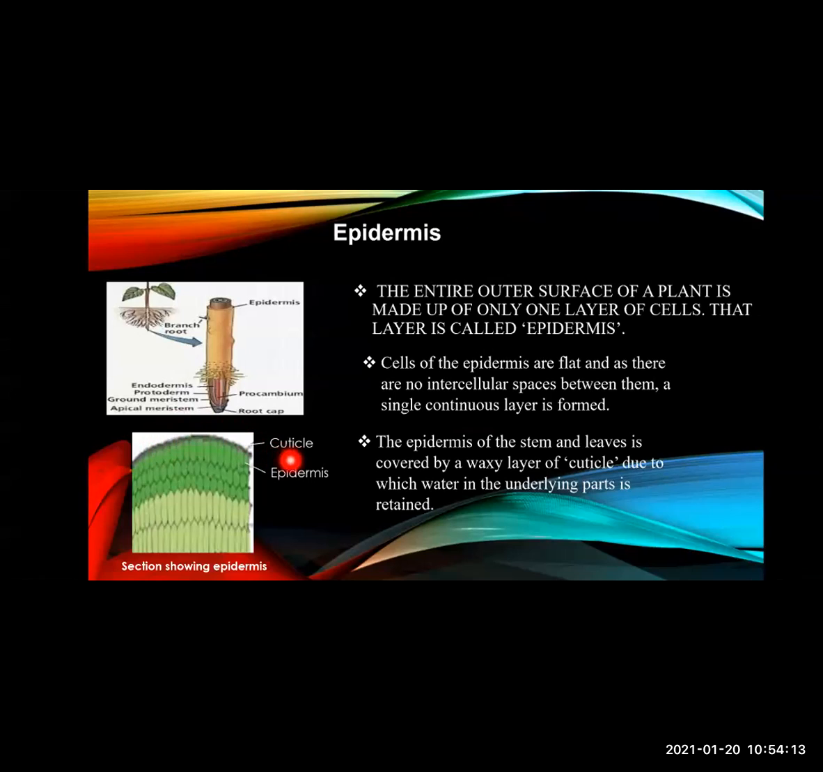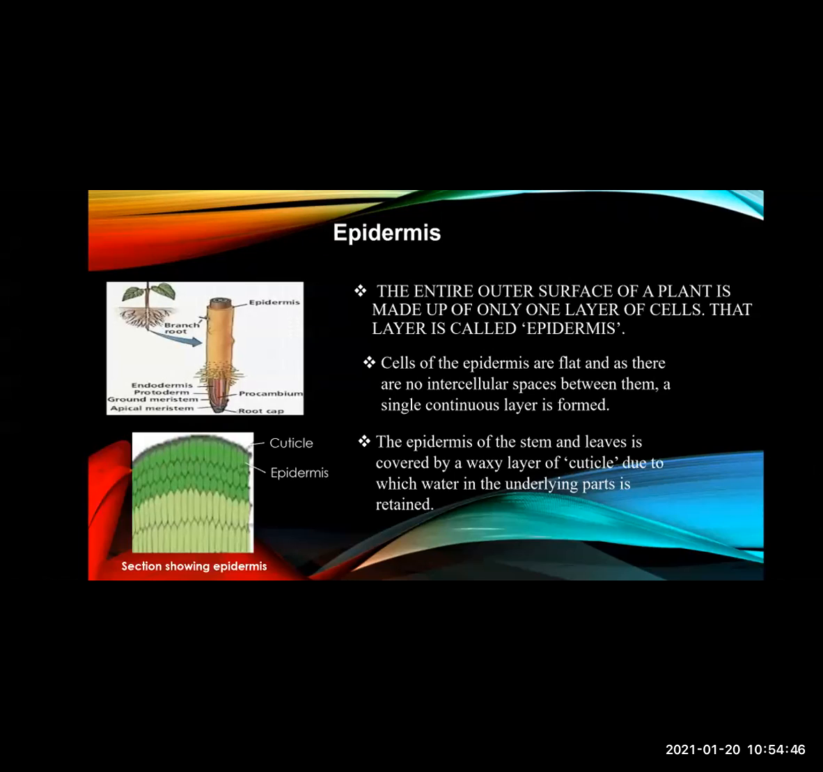Now, what is the function of this cuticle? It retains the water of the underlying tissue. So it prevents the leaves or the parts of the plants from desiccating. As it is made up of wax, even whenever water is dropped on the leaf, it also prevents the degeneration of the leaf.